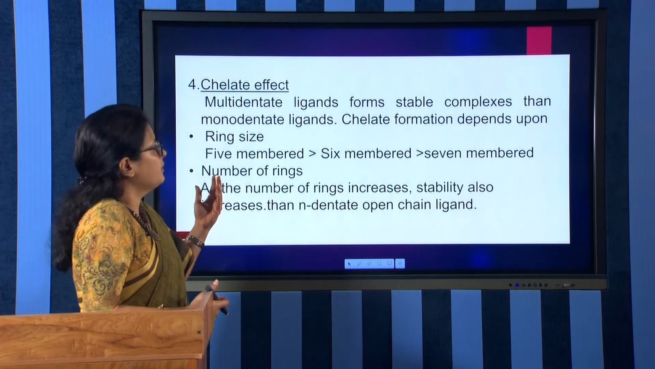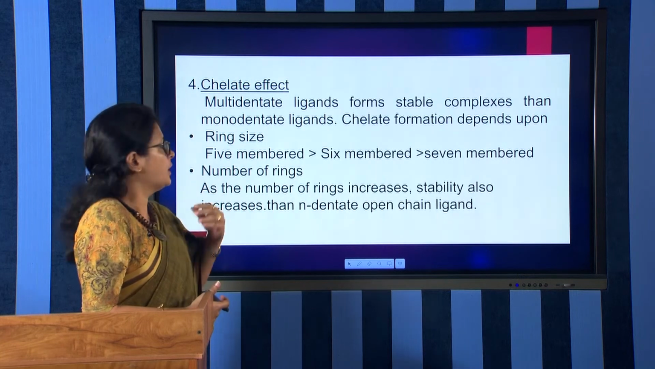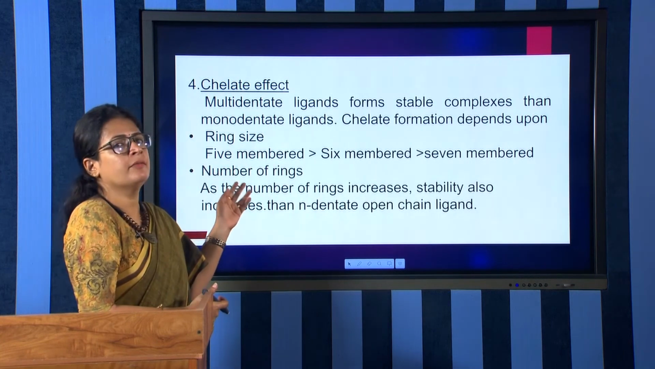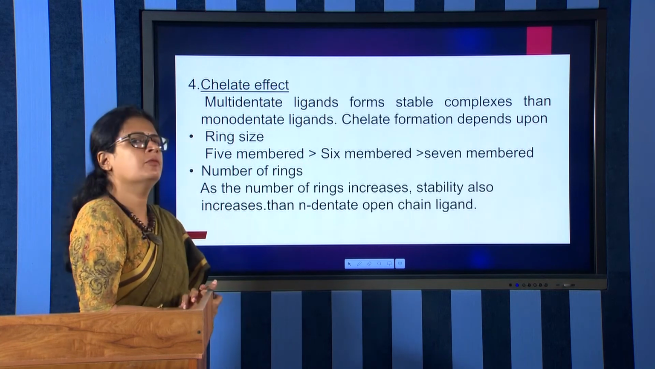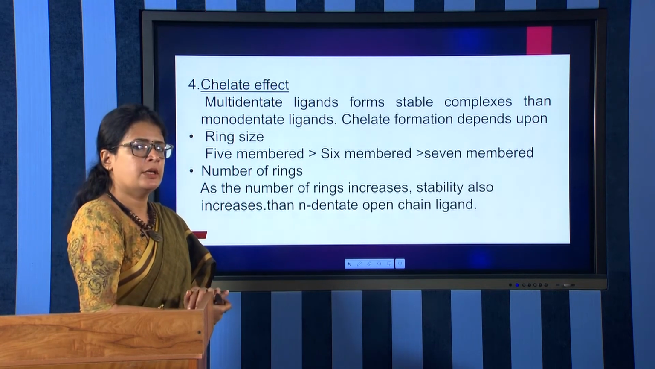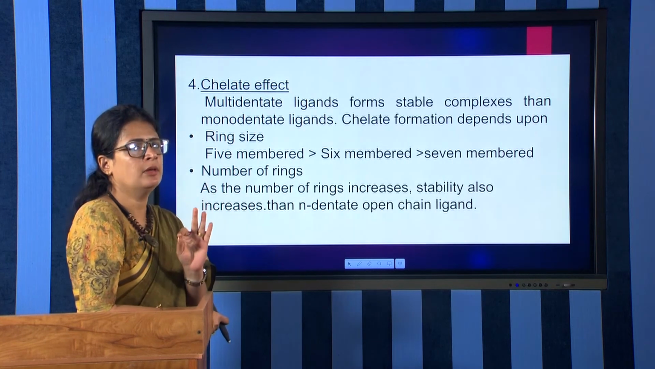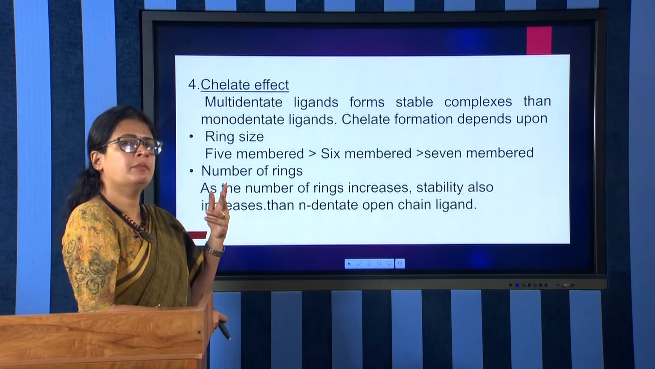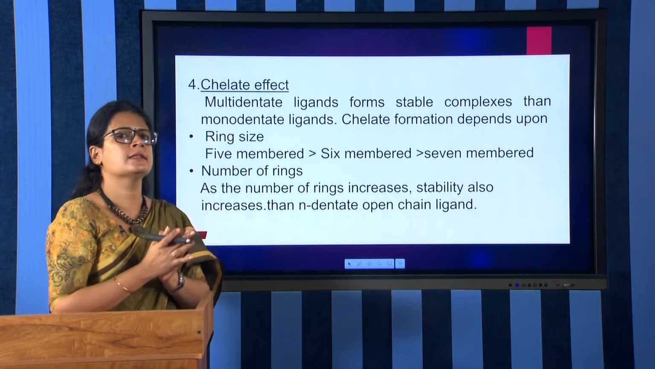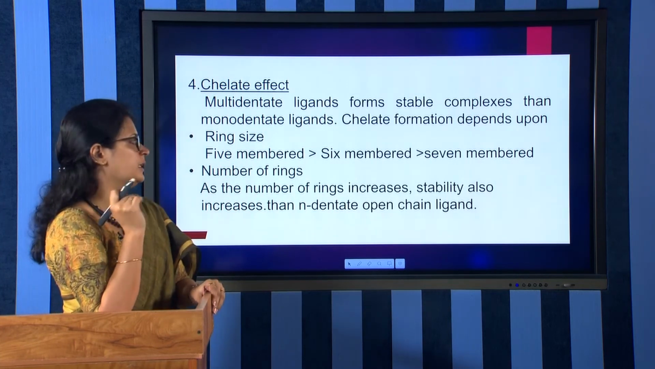And the chelate formation will depend upon the ring size. 5-membered rings will be very stable when compared to 6-membered rings, and the least stable will be the 7-membered ring. So, you have to keep in mind that a 5-membered ring will be very stable compared to a 6-membered ring, and for a 7-membered ring the ring size is increasing. As the ring size increases, the stability decreases.